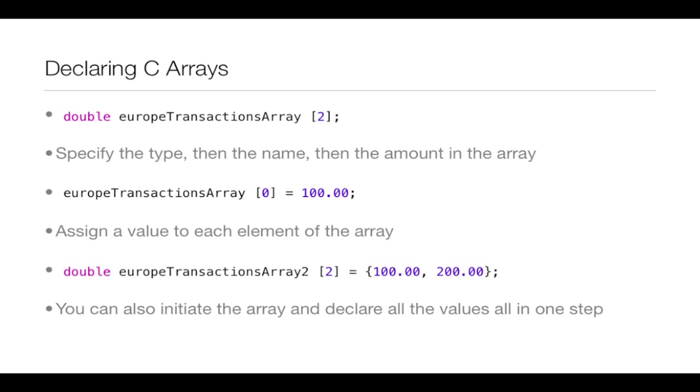But anyways, at placeholder 0, I assigned 100 to it. And you just go through and assign the values to it like that. Or you can actually initialize the array and declare all the values all in one step. You do the declaration just like I did up there at the top, and then afterwards you just do an equal sign and then in braces separated by commas, you just do the values starting at the placeholder of 0, and going all the way through the end, and then you close it all off with a semicolon.